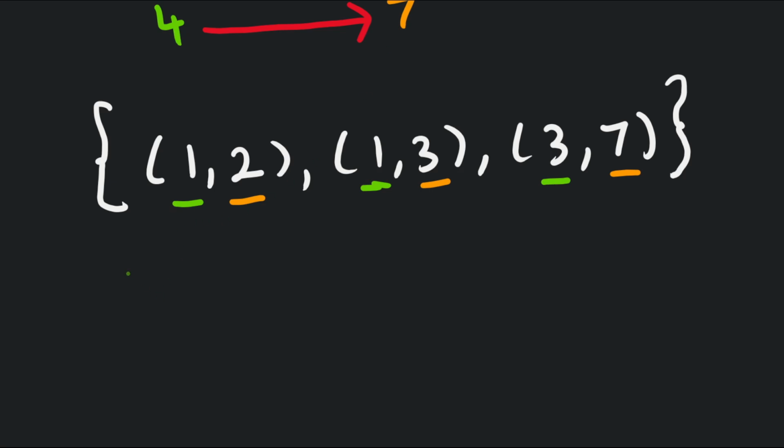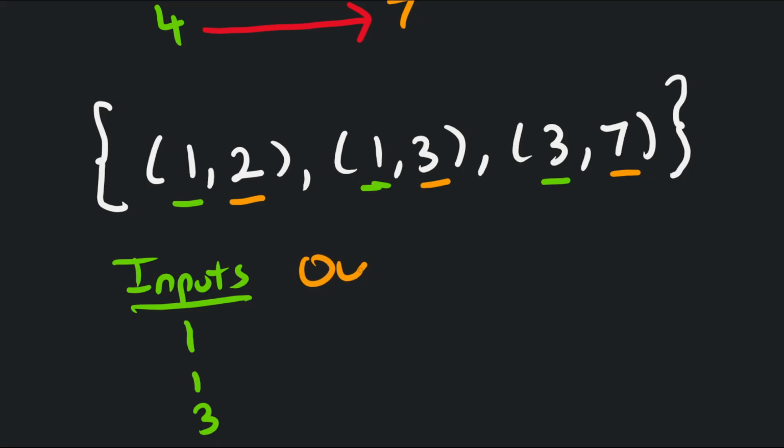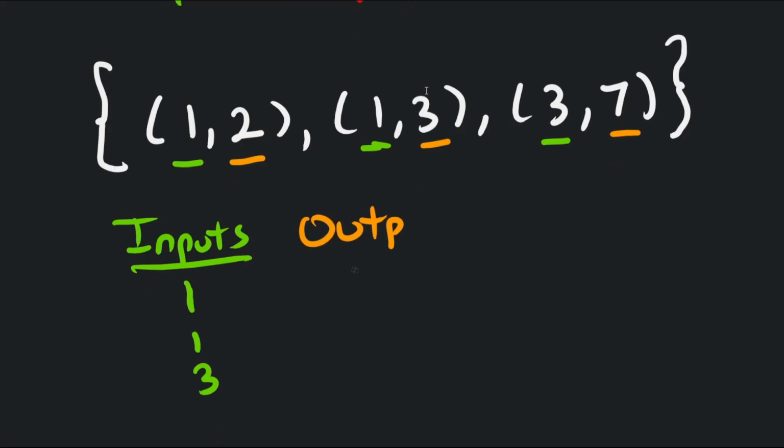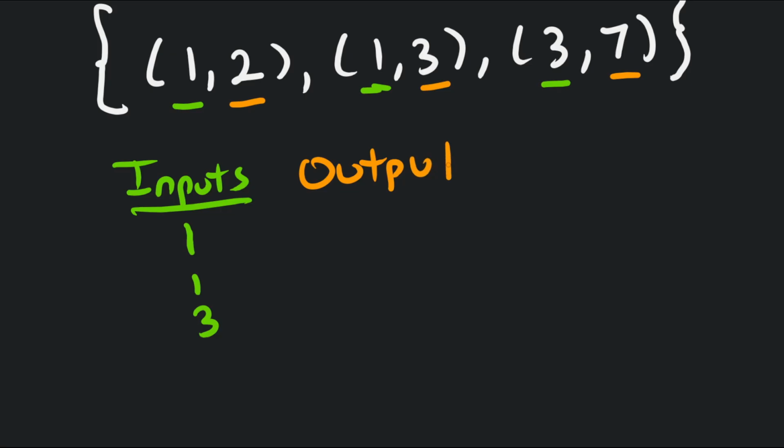So let's go ahead and make that little table again. So we have our inputs. It's 1, 1, and 3. And then we have all of our outputs. So all of our outputs, it is 2, 3, and 7. Okay, now looking at this first one, 1, 2, that means 1 goes to 2.